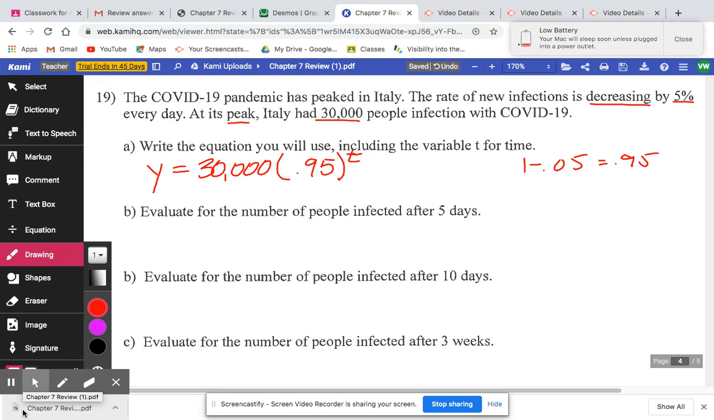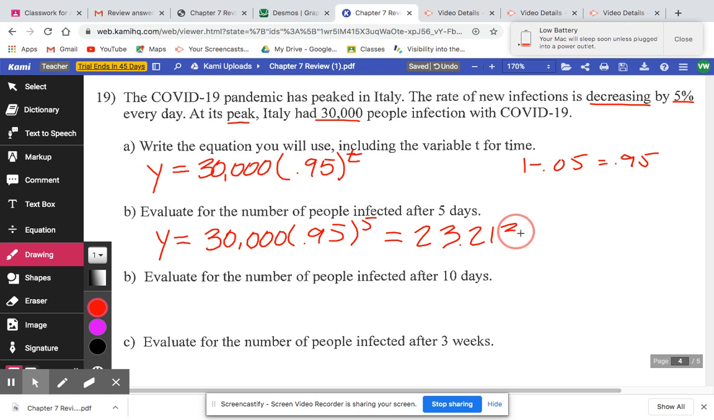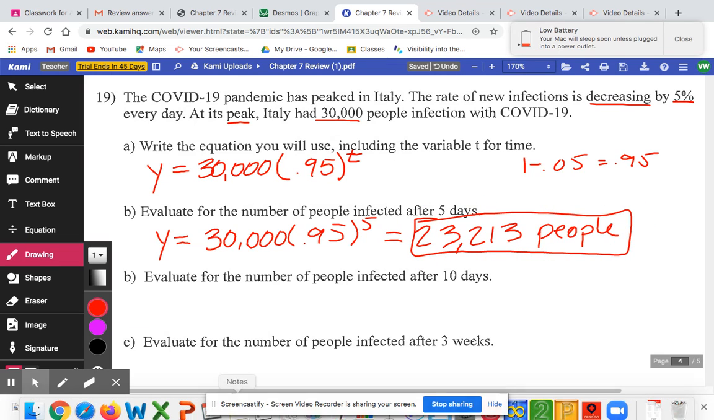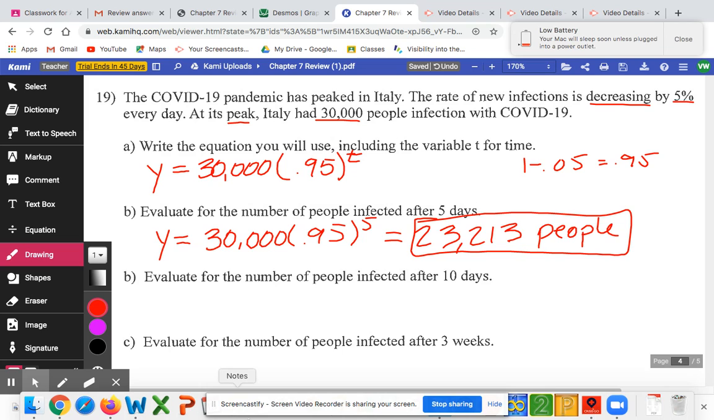Evaluate the number of people infected after 5 days. So instead of t, we're going to use the exact same equation, but we're going to put 5 instead of t. So 30,000 times 0.95 raised to the 5th power. And that is 23,213 people. We're talking about people here, so don't forget to include your label. Now, you will get a decimal here. If you want to round that up to 23,214 people, you can. So 23,213 or 23,214, either one's fine.